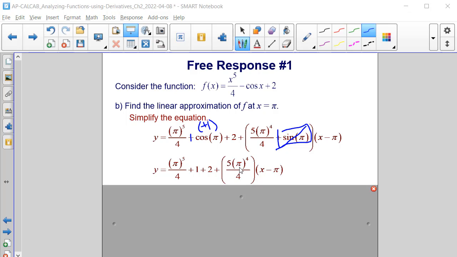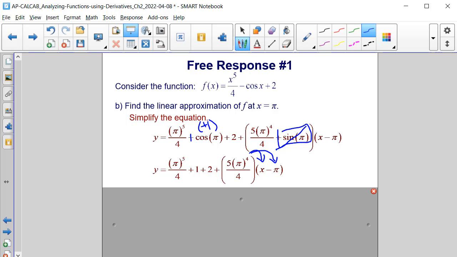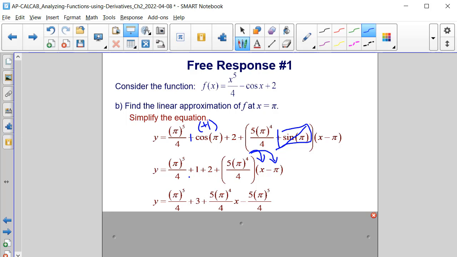And then from here, if we distribute the 5 pi to the 4th divided by 4 into both terms in the parentheses here, and we combine the +1 and +2 together to get +3, we will get this equation. Y is equal to pi to the 5th divided by 4 plus 3 plus 5 pi to the 4th divided by 4 times x minus 5 pi to the 5th divided by 4.